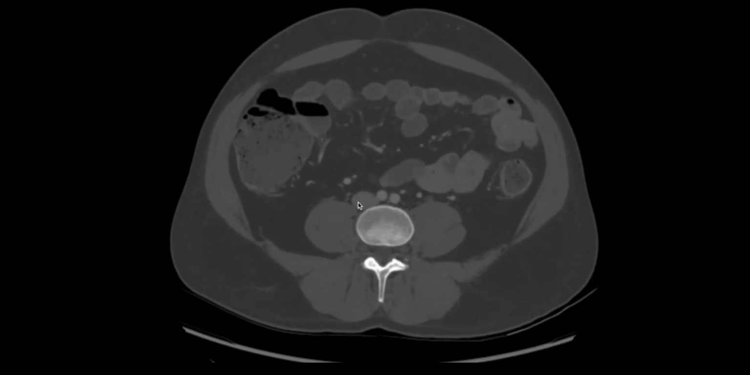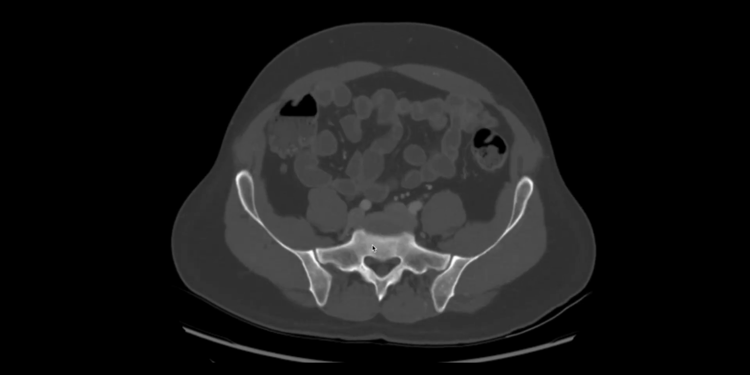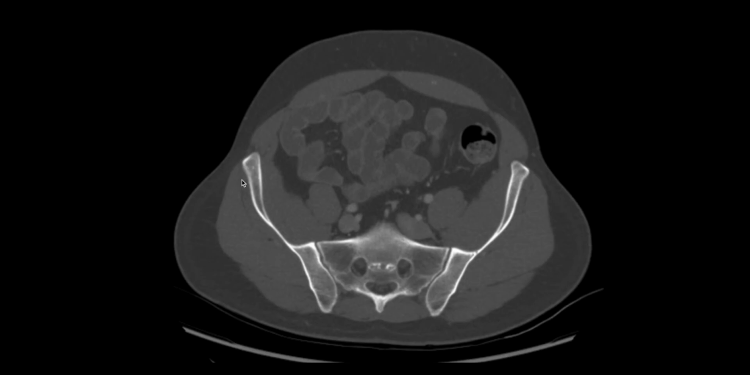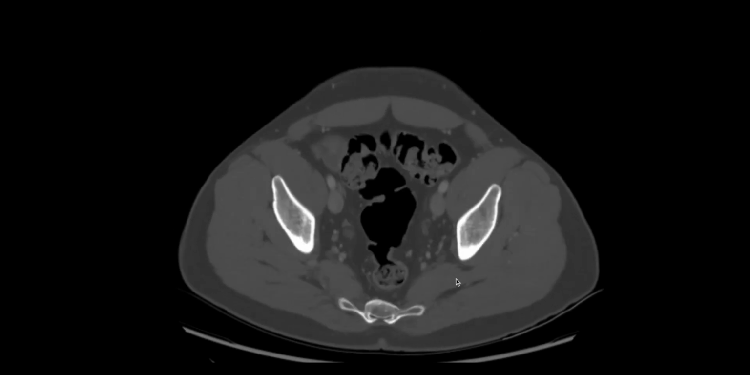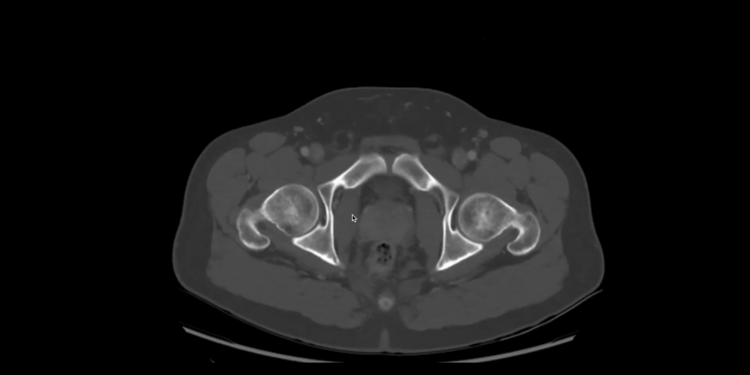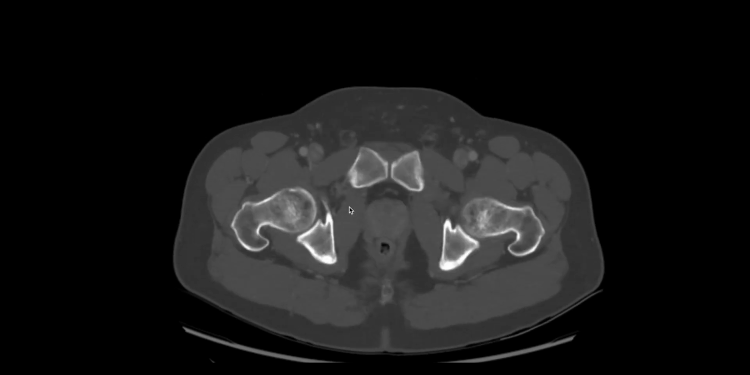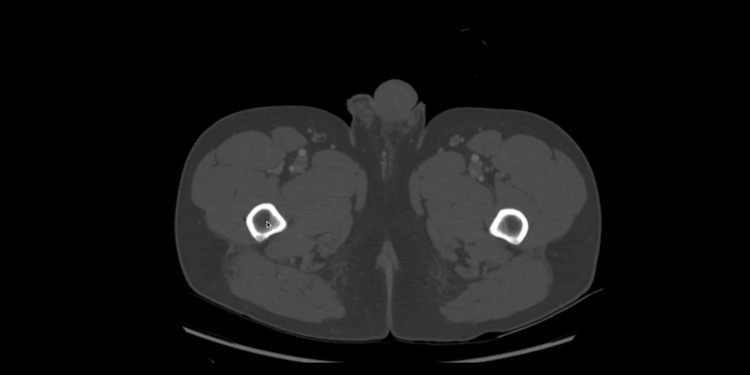While it is good to be in the habit of looking at the spine on axial images, most people find its evaluation on sagittal to be much more straightforward, which I'll show you shortly. Here in the pelvis, we can look at the sacroiliac joints, iliac bones, hip joints, and have a good evaluation of the pubic rings and proximal femora.